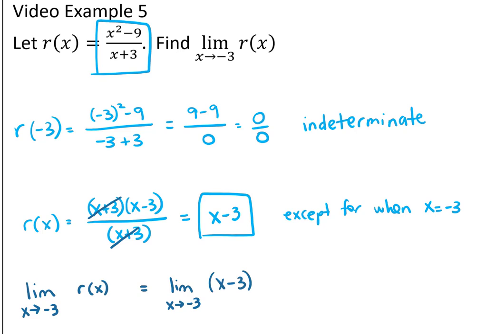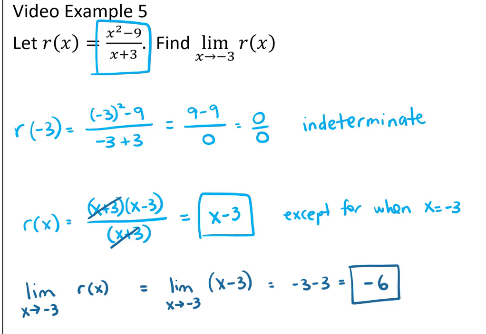By that, I mean that the limit of r of x as x approaches -3 is going to be the same as the limit of the simplified function x minus 3 as x goes to -3. Since the graphs were the same everywhere, they would lead to the same spots, and I can just evaluate this algebraically, simplifying it and then plugging that value in. And so then we get the limit would be -6.